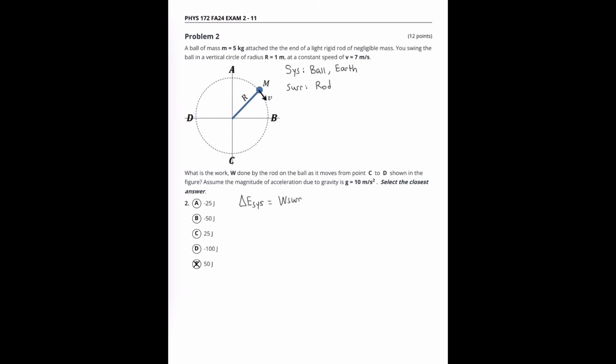And from that, we can say the change in kinetic energy plus the change in potential energy is equal to the work done by our rod. We can further write this as 1/2 m times v final squared minus v initial squared, plus mg times the change in y, is equal to the work done by the rod.